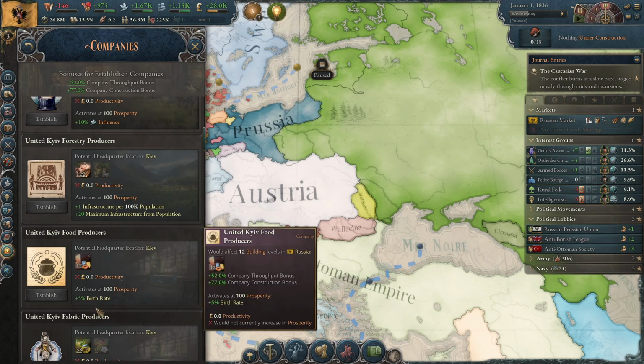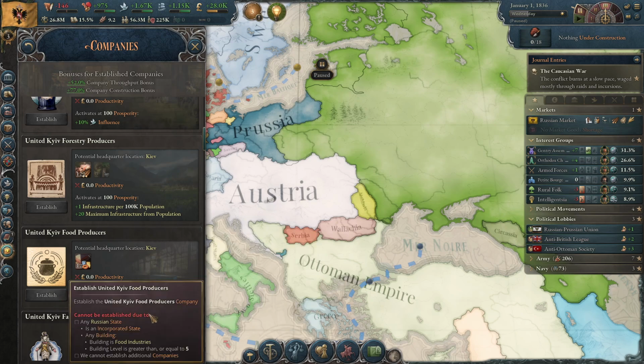For example, the generic food company that anyone can get will give you a 5% increase to your birth rate, giving you more pops if that's what you really want. Companies have various establishment requirements. Usually, you just need a certain number of levels of that building in a state, and then you need to be able to give that building to a company. So in this case, we would need 5 levels of a food industry in a state, and then we would need to own at least 5 of those levels, in this case all of them, in order to give it to the company.